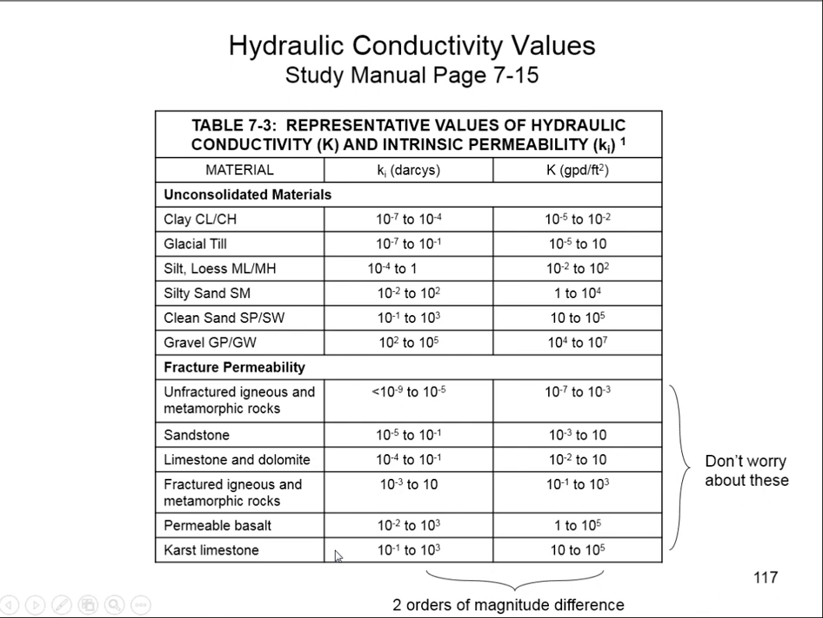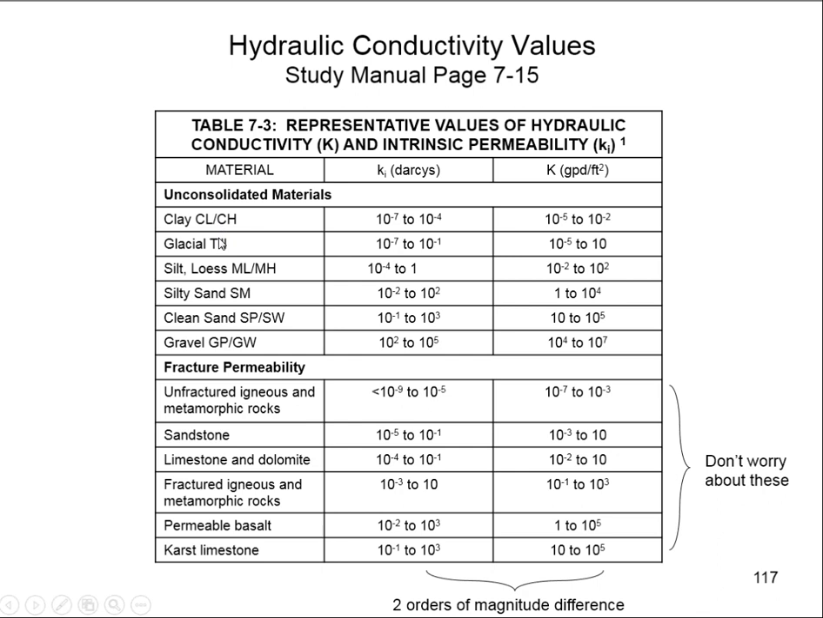Here's a table in your study manual that shows the values of hydraulic conductivity. If you have worked in the oil industry, you're probably more familiar with Darcys, which is the intrinsic permeability, the material properties. And if so, then you'll note that to get the hydraulic conductivity value, it's 2 orders of magnitude higher. But if you haven't worked in the oil industry, I would just concentrate on this big K column for these materials.